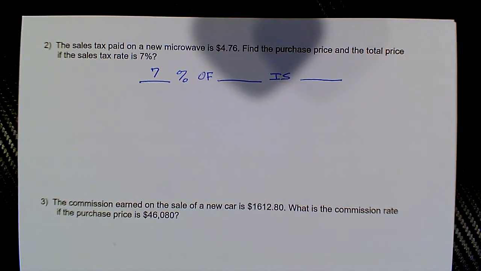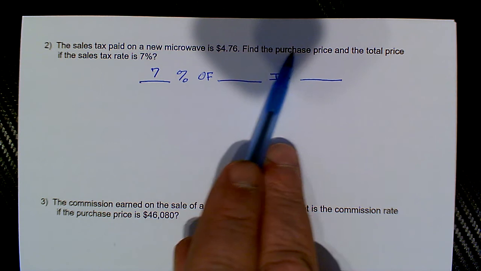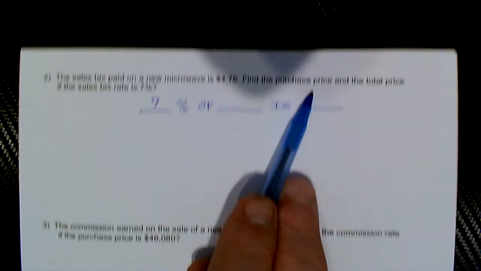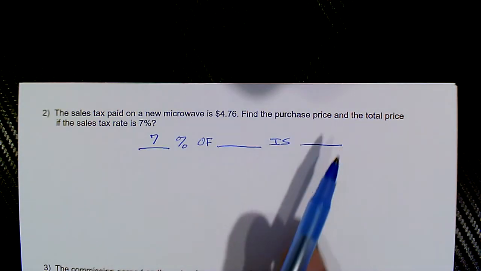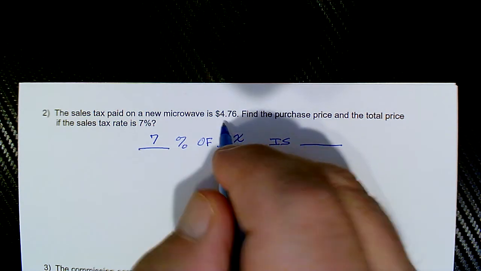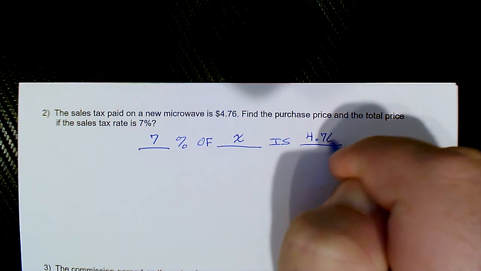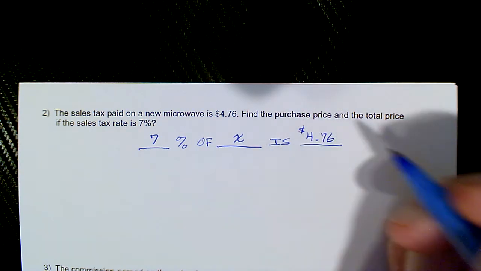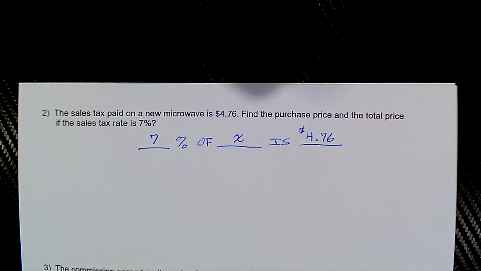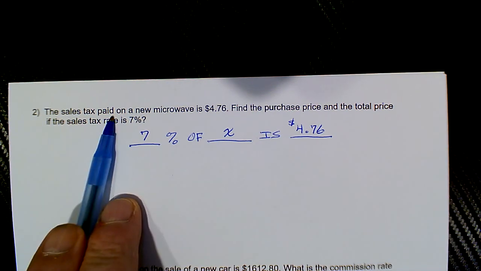And then remember the base, which follows the word of, is the purchase price. And you can see that's what we want to find right here. It says find the purchase price. So that's going to be the unknown X. And that justifies us choosing the $4.76 as the part, because the part is the sales tax that we pay. And so that was the $4.76 as mentioned in the first sentence.